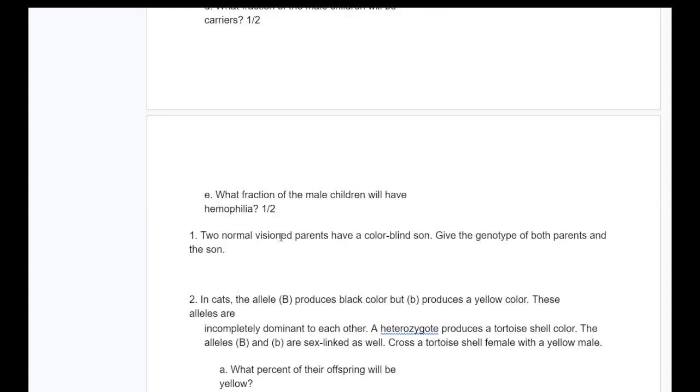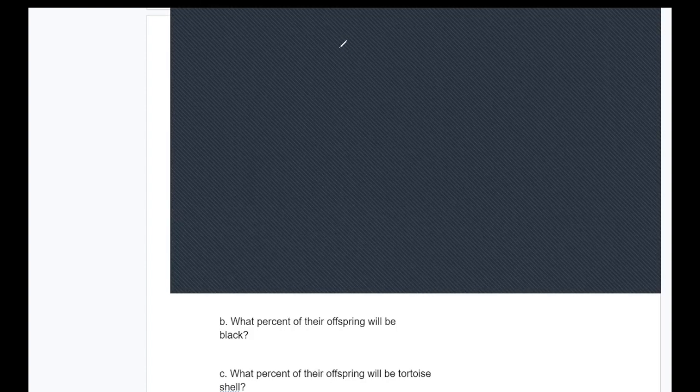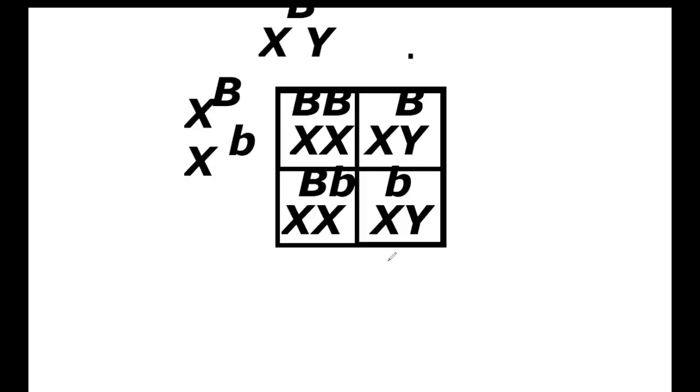All right. Two normal vision parents have a colorblind son. Give the genotype of both parents and the son. Let's look at it one more time. Isn't this that again? Because look, they have a colorblind son. He's normal visioned right here. This makes her normal vision, but she's a carrier, and this is the son that has color blindness. It's the exact same problem, honestly. It's that easy.